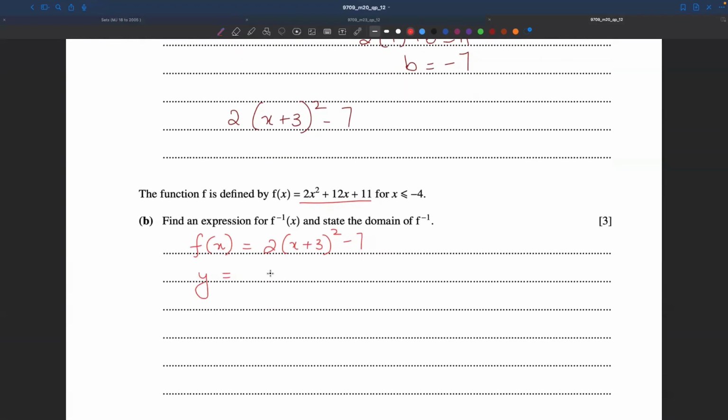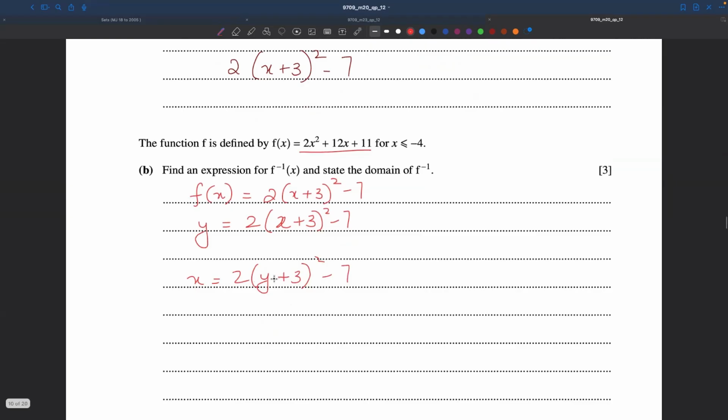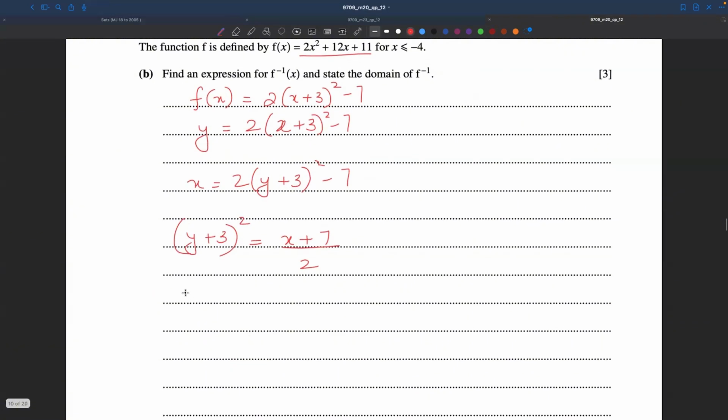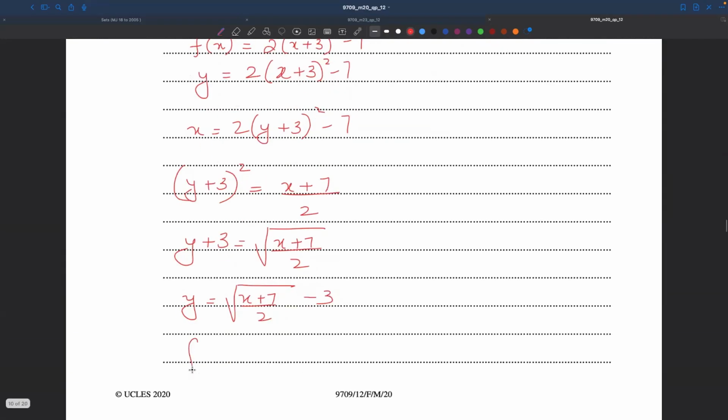Now again the same steps that you learned in O levels. You write y over here, then you exchange the values of x and y, or whatever you make y the subject, whatever you prefer. And finally, this will become (x plus 7) divided by 2 is equal to (y plus 3) whole squared. Then you square root both the sides. And then finally, y is equal to square root of (x plus 7) upon 2, minus 3. I will always prefer that once you do this, you also write your answer like this in the end.